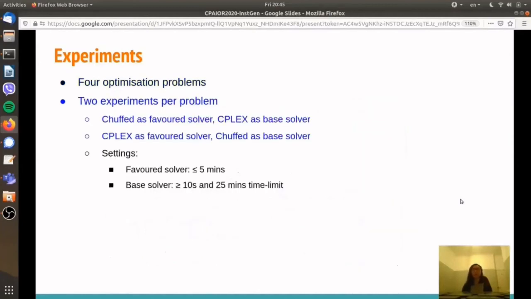For each problem, we do 2 experiments. In the first one, we have Jeff as the favored solver, and in the second one, we have Cplex as the favored solver. We also impose a time limit of 5 minutes on the favored solver, and we are not interested in trivial instances for the base solver, so we give a minimum solving time of 10 seconds for the base solver. We also give a 25 minute time limit for the base solver, so we know when to stop an evaluation of an instance.